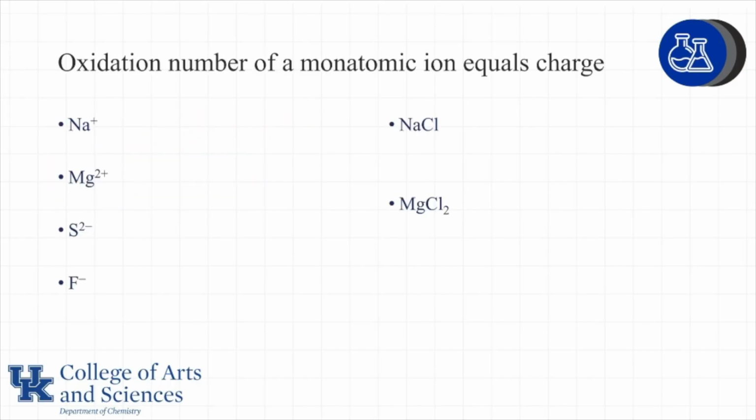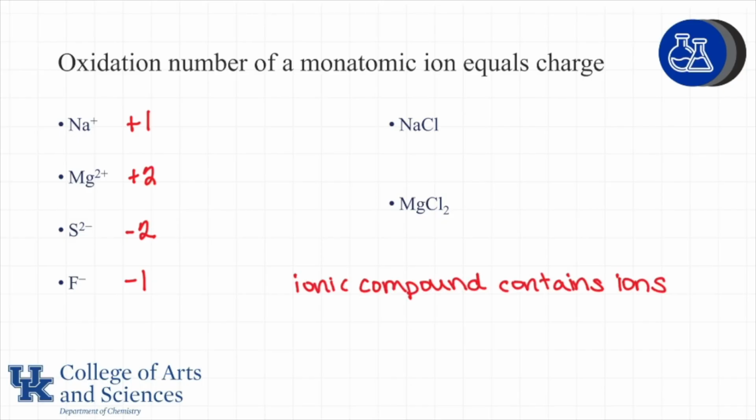Looking back at rule number 2, the oxidation number of a monatomic ion equals its charge. Sometimes the charge is explicitly shown. Na+ has an oxidation number of +1. Mg2+ has an oxidation number of +2. S2- has -2. And F- has -1. However, because we have an ionic compound, we also have ions in that ionic compound. And we can still determine the oxidation number based on the charge of those ions.